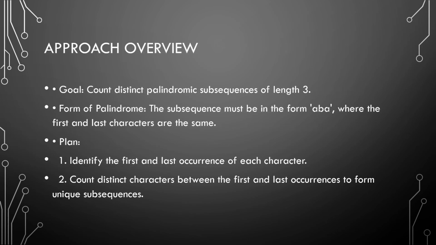Let's now discuss how we approach solving this problem. Our goal is to count distinct palindromic subsequences of length 3. The subsequence must be in the form ABA, where the first and last characters are the same and the middle character is different. The plan is as follows. Step 1. Identify the first and last occurrences of each character in the string, and then for each character, check if the first and last occurrences are distinct. If they are, count the distinct characters between these occurrences which form valid palindromic subsequences.